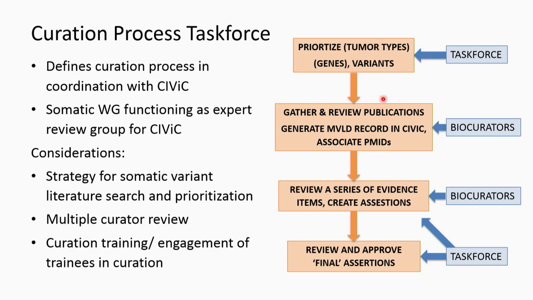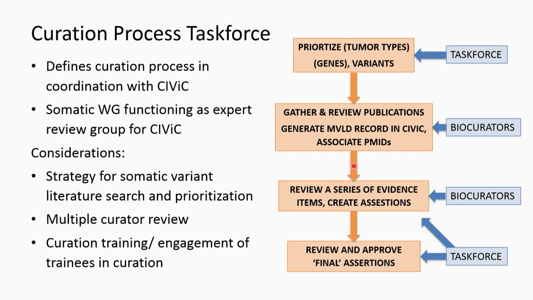So task forces are serving more and more as these expert review groups. This is a model that we use, for example, in the somatic pediatric task force. We have a group within the pediatric task force of experts. We prioritize tumor types, genes and variants for curation based on clinical relevance, based on lack of data and knowledge bases about particular genes and variants. And then curators start gathering publications, evidence items, and generating records in Civic with associated PMIDs, associated publications.